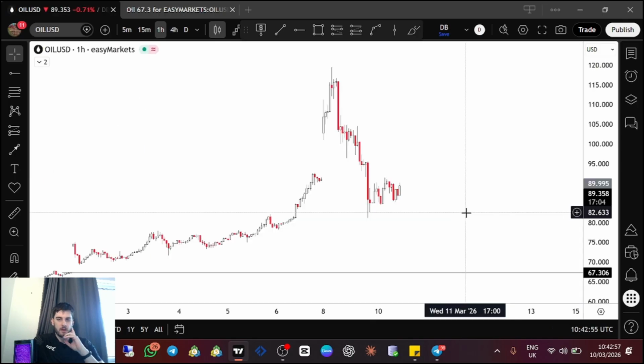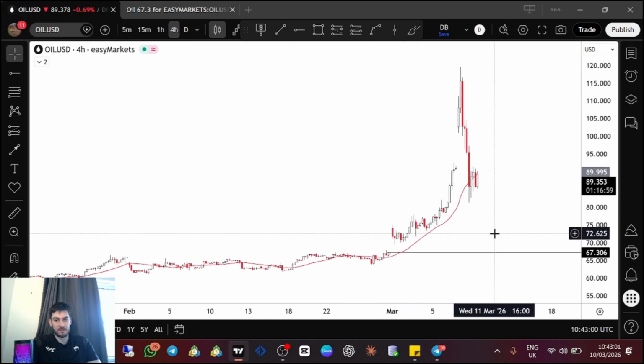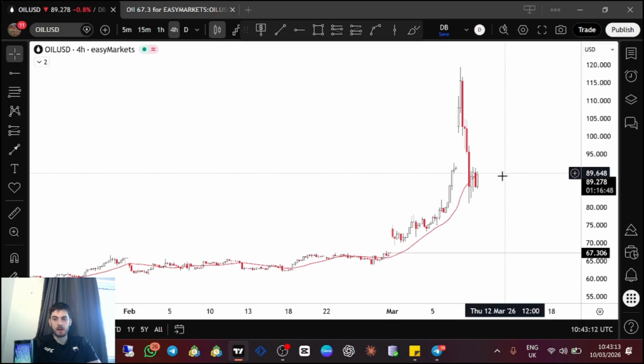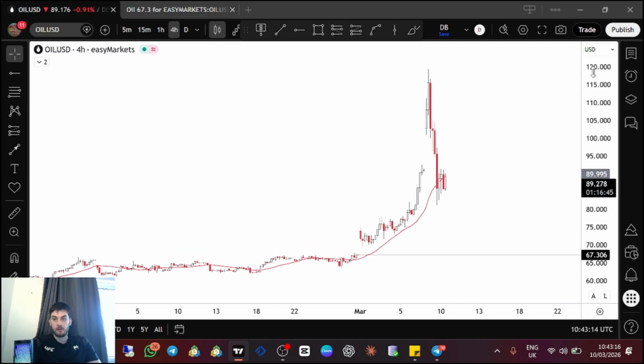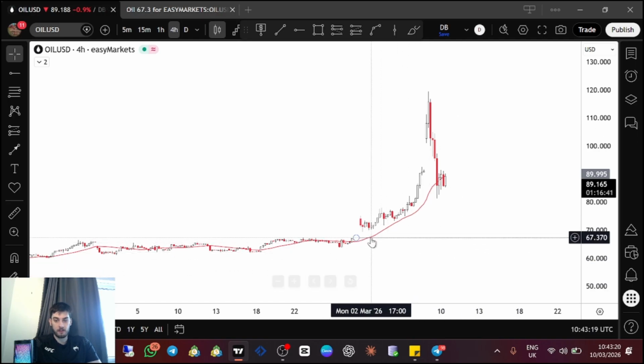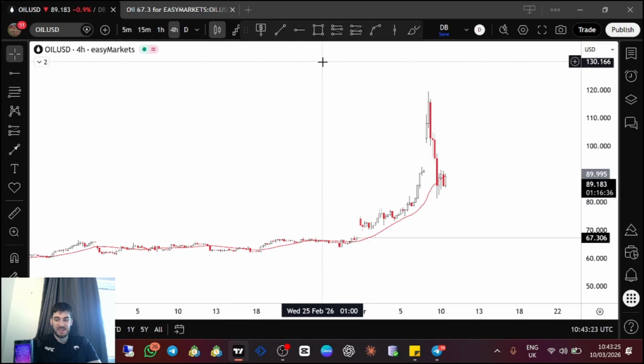Okay, the main one, oil. Honestly, long-term prediction, which is a big prediction, because this could just absolutely skyrocket depending on what happens with the Iran war and them stopping all the oil coming out. This could continue up, or it could just go straight down. If it goes down, prediction is 67.3. Fill in this gap right here.